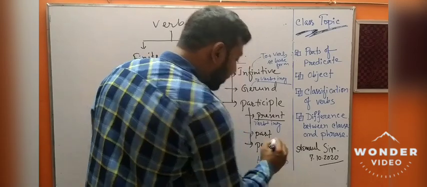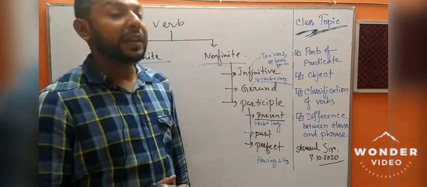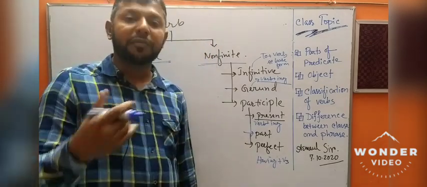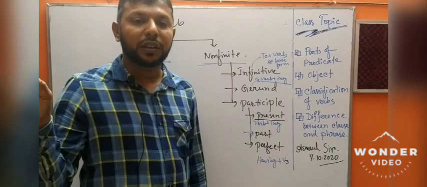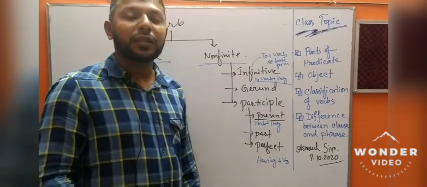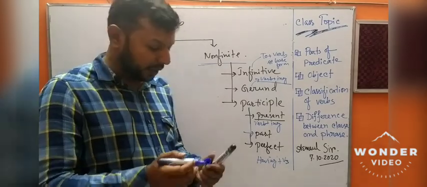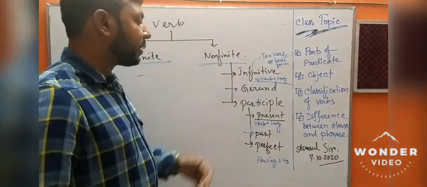Having plus V3 means the past participle of the verb. Having taken breakfast, I went to school. I have come here. Having studied well, I sat for the exam. Okay. Now, this is the perfect participle.